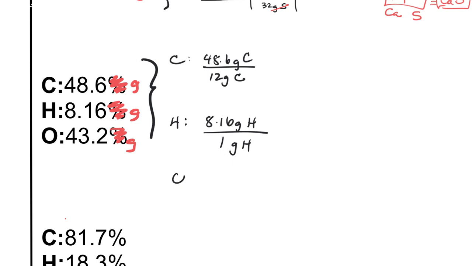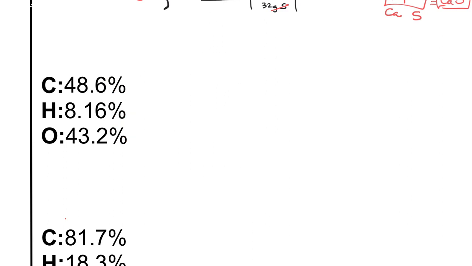And then for the oxygen here, oxygen has 43.2 grams of oxygen, and we're going to divide that by 16 grams for the oxygen. So here, grams of oxygen cancel, grams of hydrogen cancel, and at the top, grams of carbon cancel. So if we do the math all the way through, it's going to give us the following numbers.